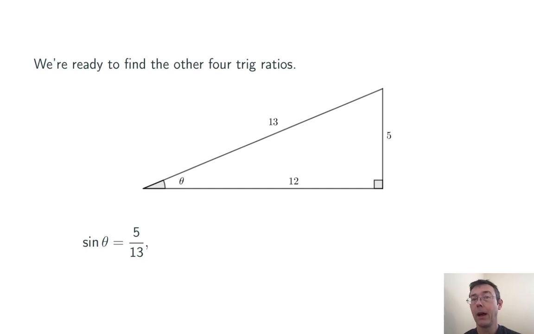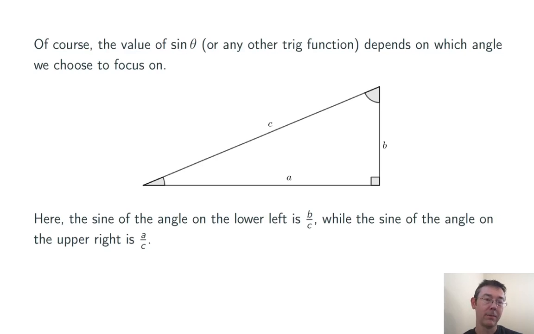Sine of theta, opposite over hypotenuse, is 5/13. Tangent theta, opposite over adjacent, is 5/12. Cosecant theta, hypotenuse over opposite, is 13/5. And cotangent theta, adjacent over opposite, is 12/5.